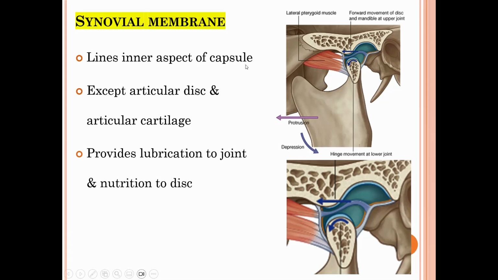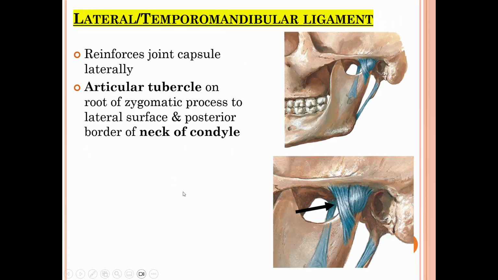Now the synovial membrane. You can see here on the inner aspect, it lines the inner aspect of the capsule except the articular disc and articular cartilage. So it does not line the articular disc and the articular cartilage. It provides lubrication to the joint and also nutrition to the disc.